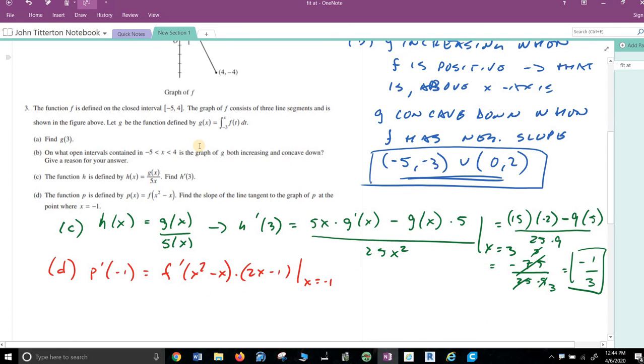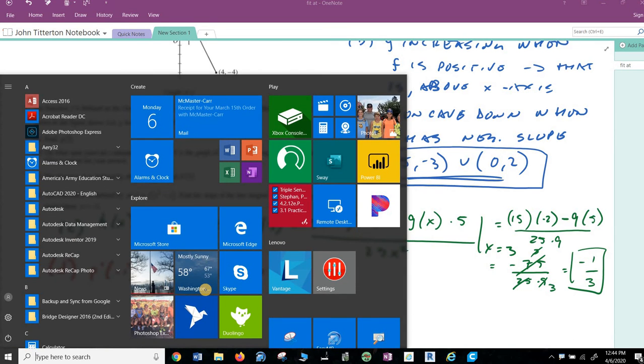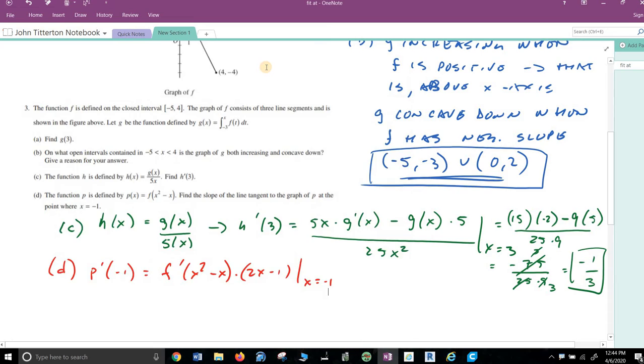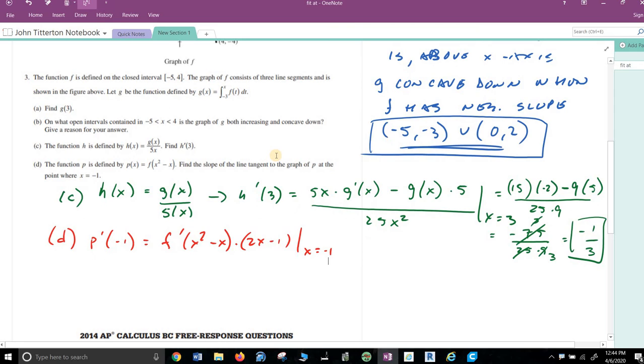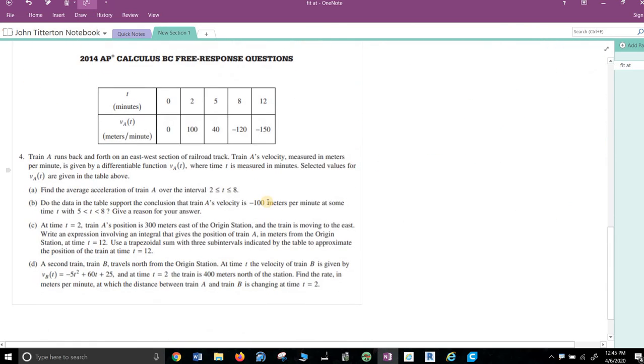The derivative at -1 is not what I'm looking for. Plug in -1 squared, get 1 minus -1 is 2. The derivative at 2, f prime of 2, is -2, because the slope is -2 there. -2 times 2 times -1 minus 1. -2 minus 1, -3. -3 times -2 is 6. Tricky stuff. Very doable though, but tricky stuff.